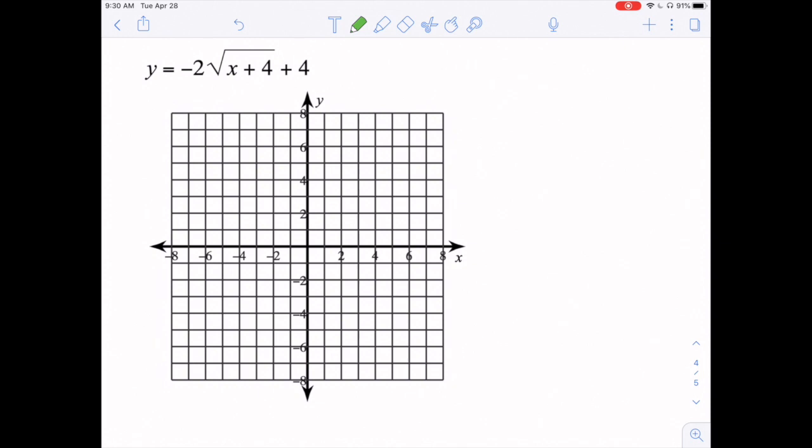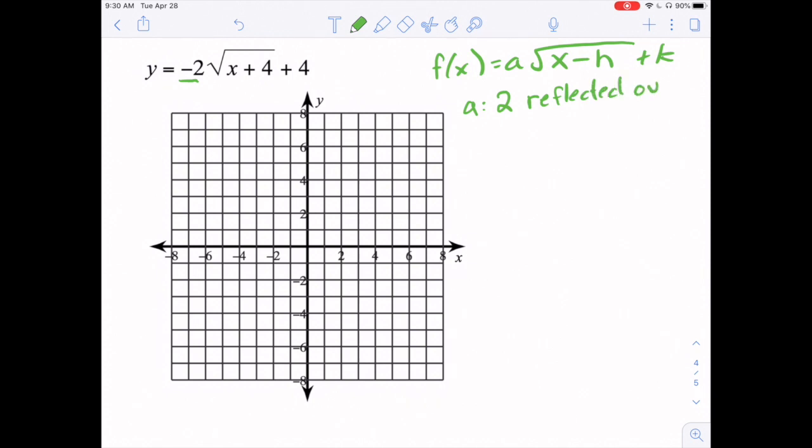So if we go back to our general form of this and identify our parts, we have a vertical stretch of 2, and because it's negative, I'm going to put that it's reflected over the x-axis. That means my graph is flipped.